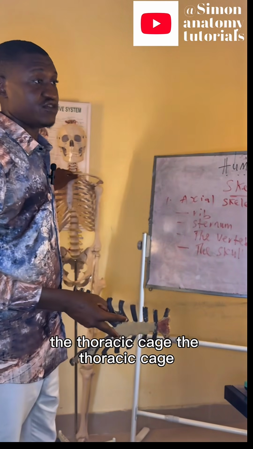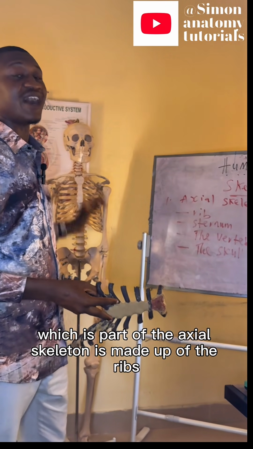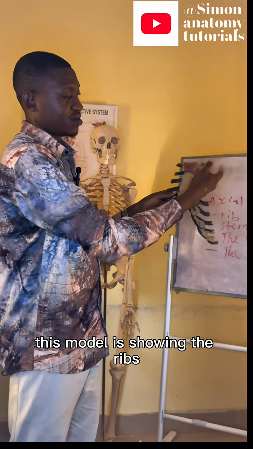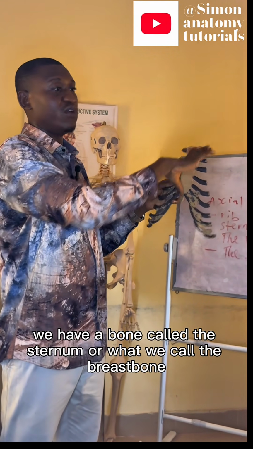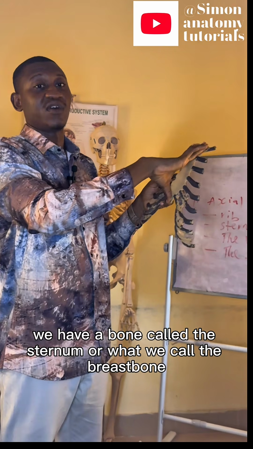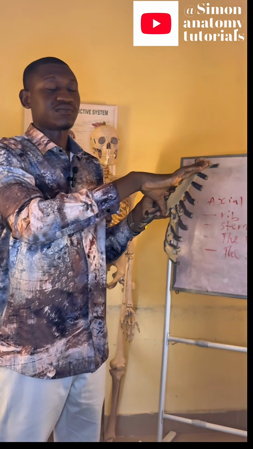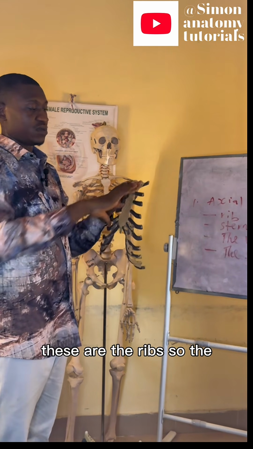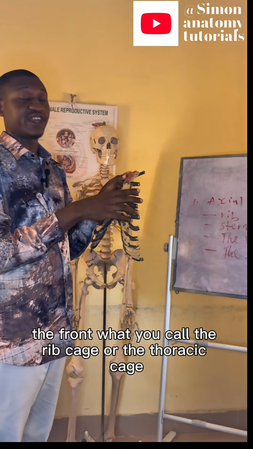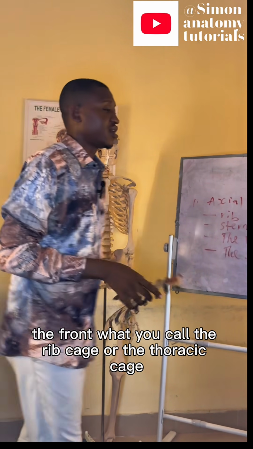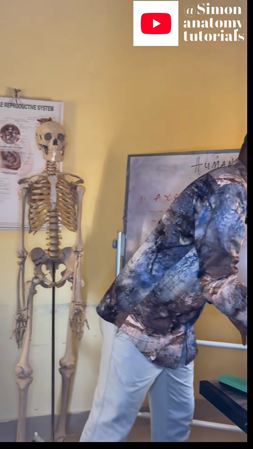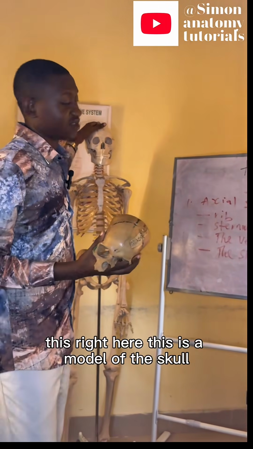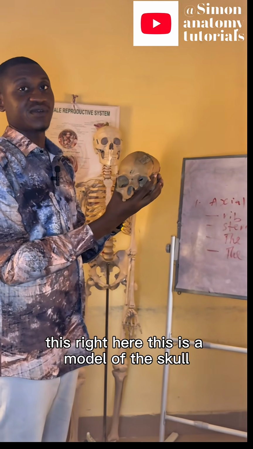The thoracic cage, which is part of the axial skeleton, is made up of the ribs. This model is showing the ribs. At the middle, we have a bone called the sternum, or what we call the breastbone. Now, this is the sternum right here. These are the ribs. So they form what we call the rib cage or the thoracic cage. Then this is a model of the skull.